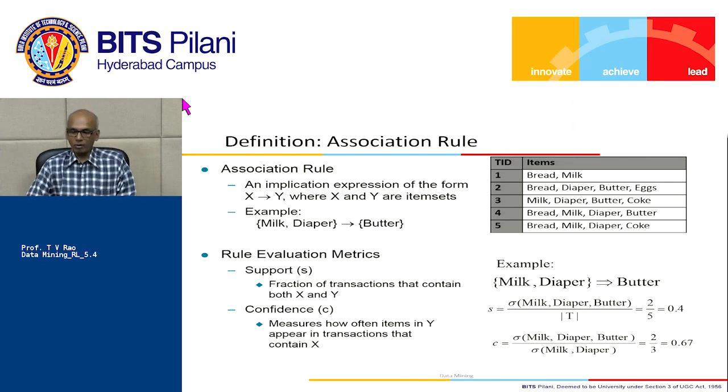And for the confidence, what we say is that among the transactions where milk and diaper are happening, butter is also present in 2 out of 3, that is in 67% of transactions. So we look at the count of milk, diaper, butter together and divide it by the count for milk and diaper.